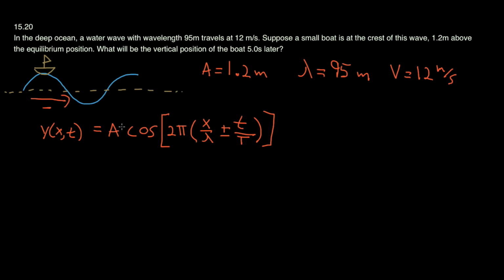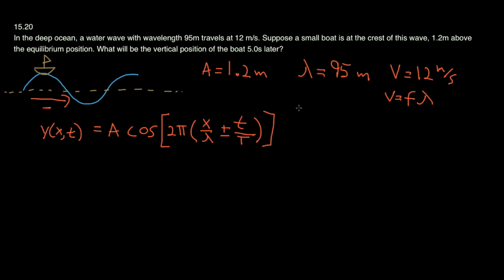Okay, so we know some of these things. We know the amplitude, we know the wavelength. We'll figure out x when we move forward. We know the time, 5 seconds later. We just need to figure out this T, which is the period. If you remember, v, the velocity, which is right over here, can also be written as the frequency times the wavelength. And so we know the wavelength, and we know the velocity, so if we solve for frequency, we can easily find the period, right? Because the period is just 1 over that.